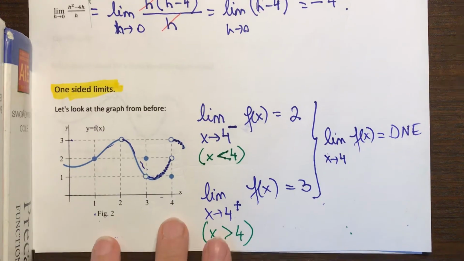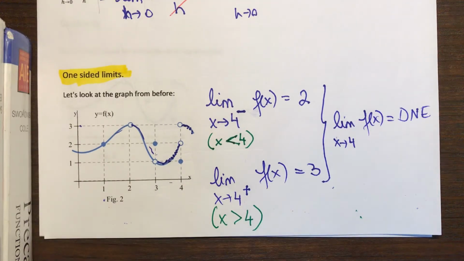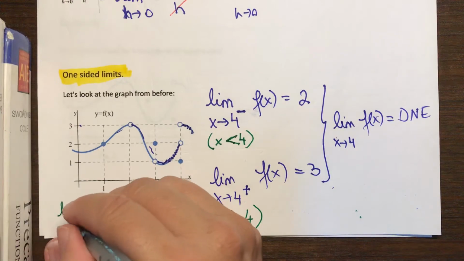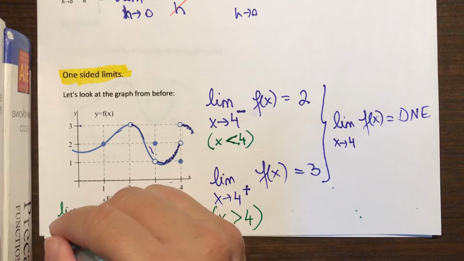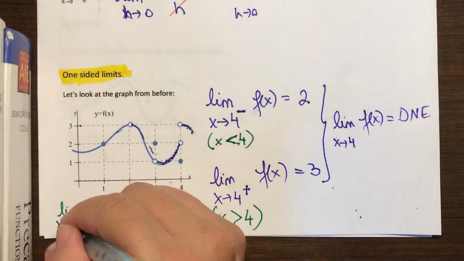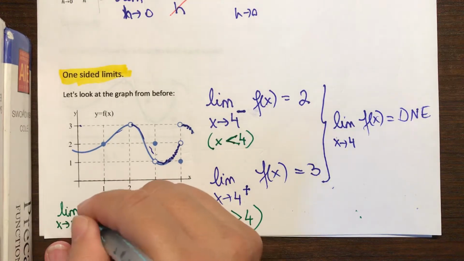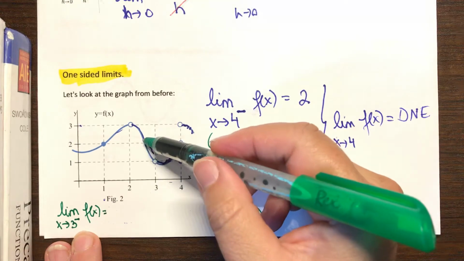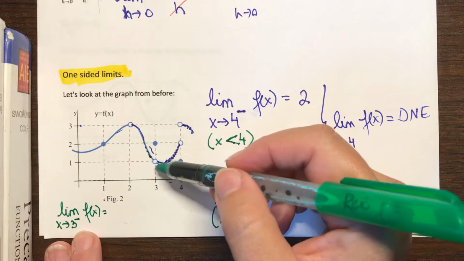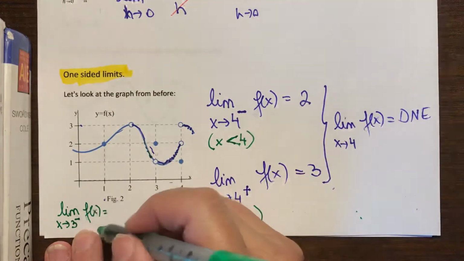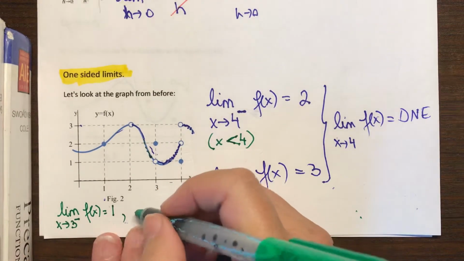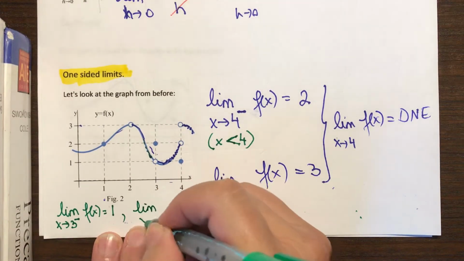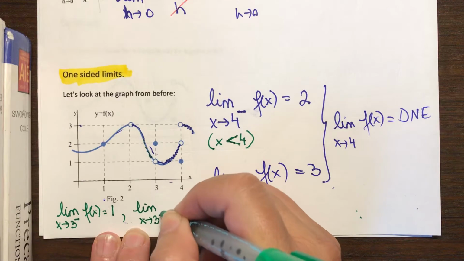Okay, and just to practice on this, let's pick one more. What is the limit coming in, let's say, at 3 from the left? So getting close to 3 from the left-hand side, smaller and smaller values, I'm going to get close to 1. What is the limit as x approaches 3 from the right?